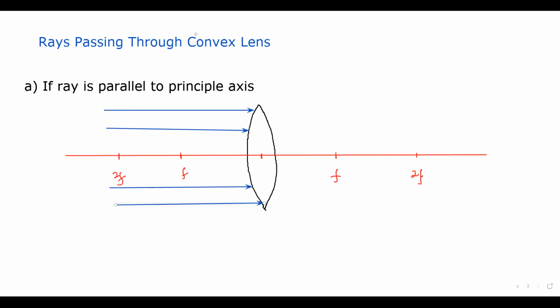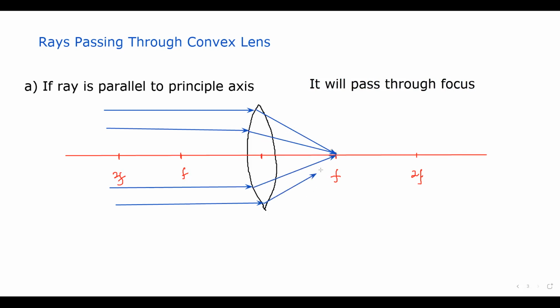So what we will observe, if the ray of light is parallel to the principal axis, it will pass through the focus, or it will converge at focus. So all the light rays will converge at one point, which we call focus. So this is the first ray diagram. Whenever you have parallel light rays, you will observe that these light rays will always pass through or converge to focus. Is it clear, the first part?